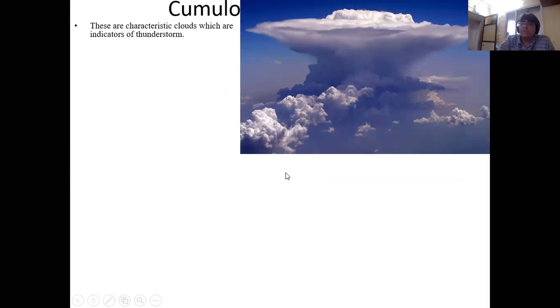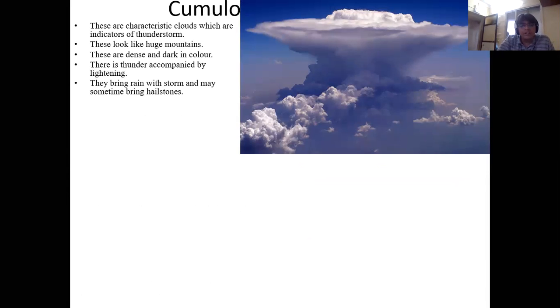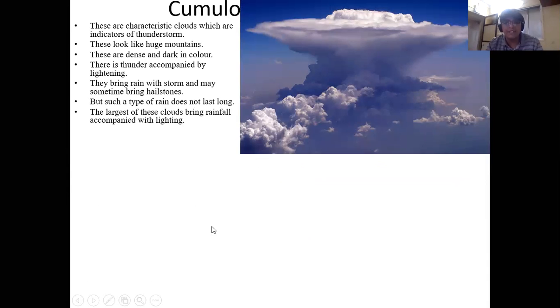They are characteristic clouds which are indicators of thunderstorm. They are like huge mountains. They are dark in color and dense. There is thunder usually and lightning as well. They bring rain and may sometimes bring hailstones. What a hailstone is will come in the last slide.